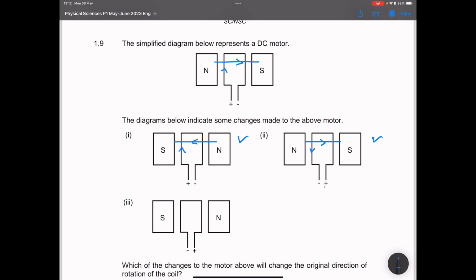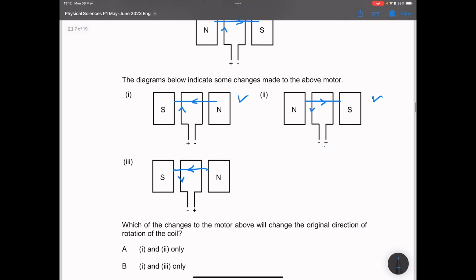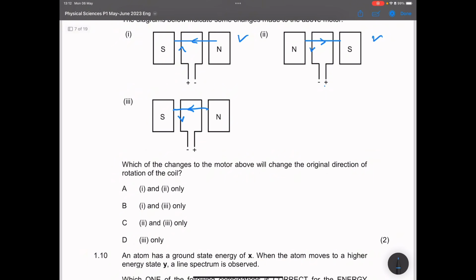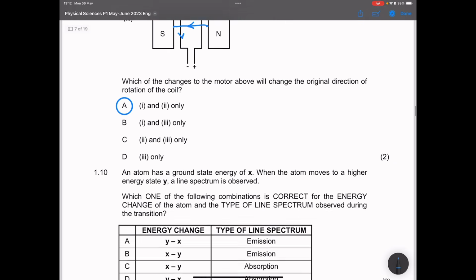So in diagram 3, now what did they do? They changed the magnetic field from right to left, and again they have changed the direction of the current. So that will not change the direction of rotation. Why? Because I've changed both my variables in this case. So definitely it should be 1 and 2 only, right? So that will be it. Okay, right, I hope that makes sense, guys.